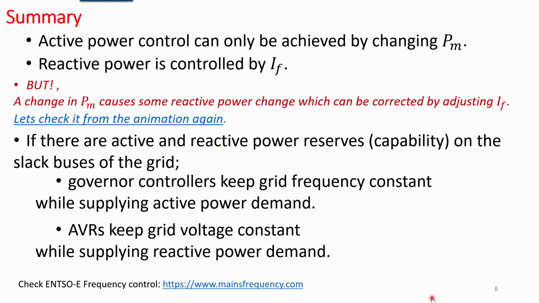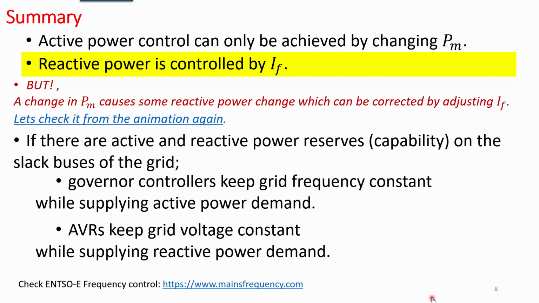Let's summarize. Active power control can only be achieved by changing mechanical power. If the machine is operated as a generator, to produce more electric power, you should apply more mechanical input power. If it is operated as a motor, in case there is an increase in mechanical load on shaft, that means there is an increase in electric power on electrical terminals. Reactive power is controlled by field current. Those parameters are the main parameters affecting power control.